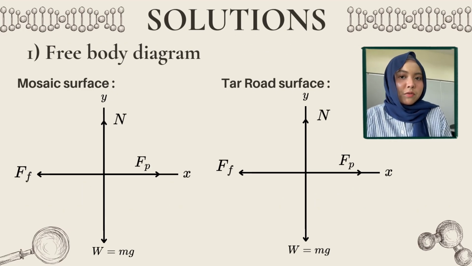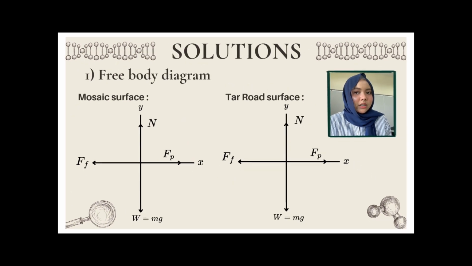Next, we identify the forces acting on the trolley using a free body diagram. The trolley experiences four forces. First, the applied force F_P, which pushes the trolley forward. Second, the friction force F_F, which acts opposite to the direction of motion. Third, the normal force N, which acts upward from the surface. Lastly, the weight W acts downward due to gravity. These forces help us analyze the motion of the trolley before calculating friction force and applying Newton's second law.